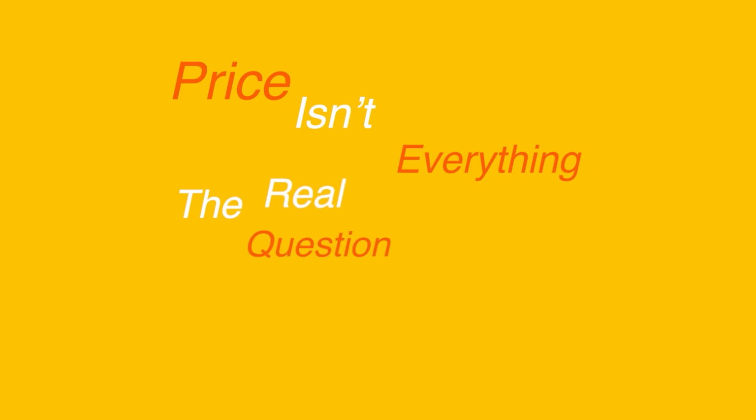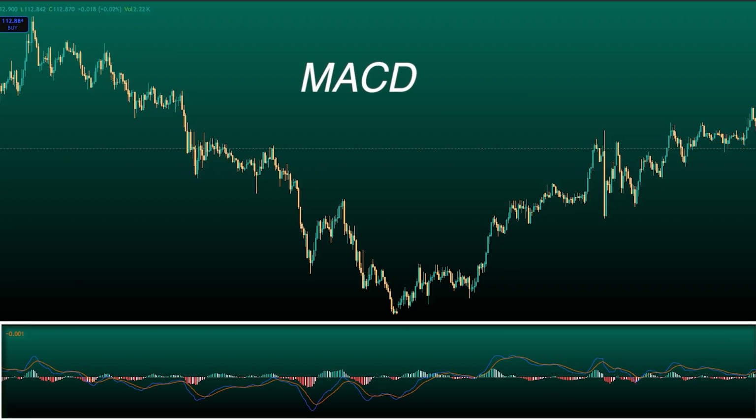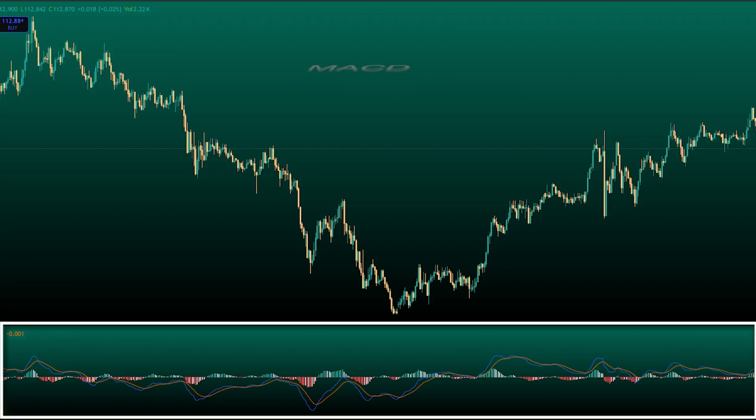Momentum. Price isn't everything. The real question is how fast it's moving. To understand the momentum, we can use an indicator called MACD. It measures the relationship between two moving averages, helping you understand trend direction and momentum.